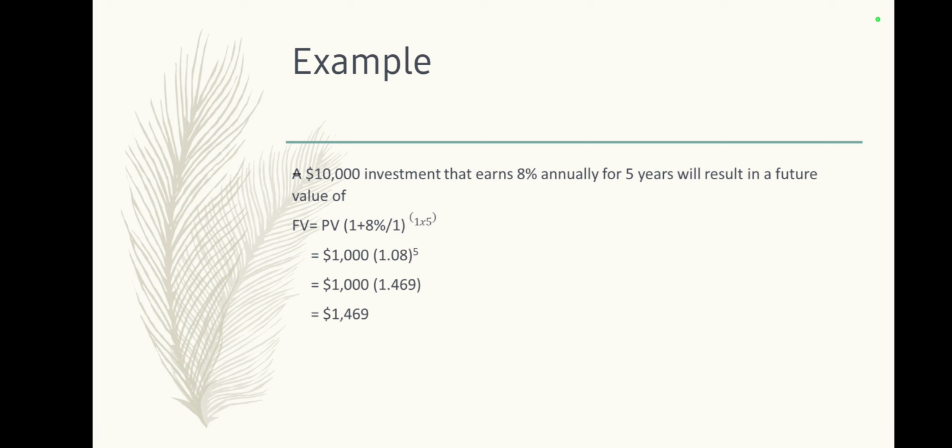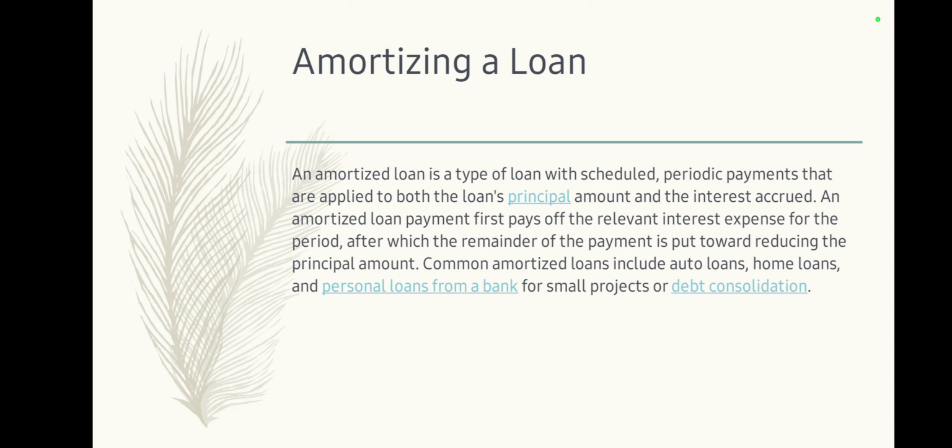You have to multiply the present value, which should be $10,000, by 1 plus the 8% divided by 1, raised to 5 years. So the result of the future value is 14,69. Our next topic is amortizing a loan.